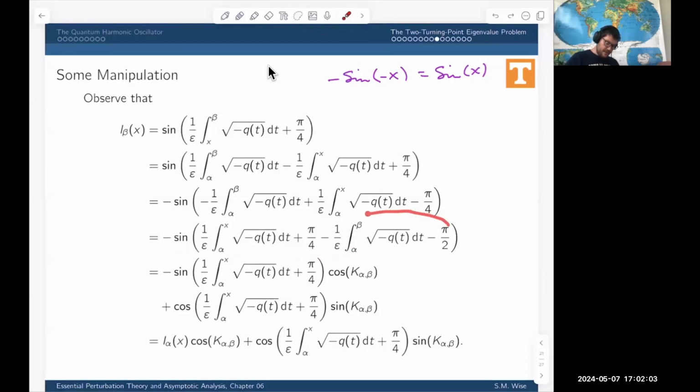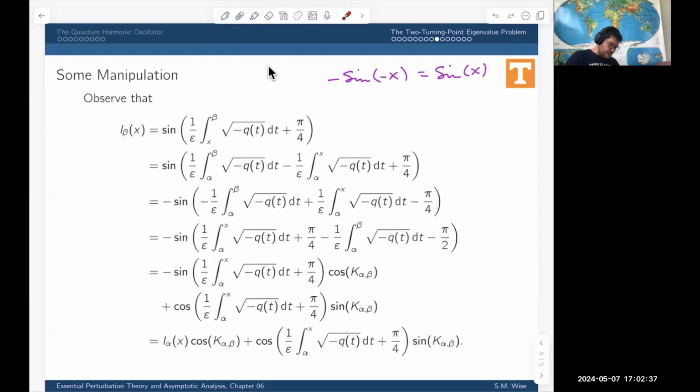This guy here is my angle k alpha beta, or minus k alpha beta. So I get minus the sine of the first angle times the cosine of the second, or you could think about it as cosine of minus the second, but use the fact that the cosine is even, plus the cosine of this bit times the sine of that bit. And of course, you have to double check that my signage is correct, but I believe it is.